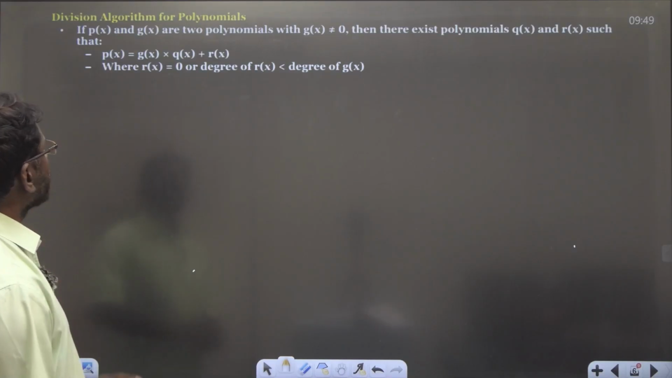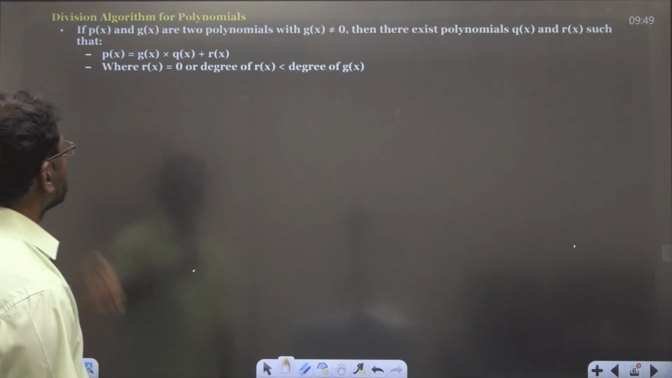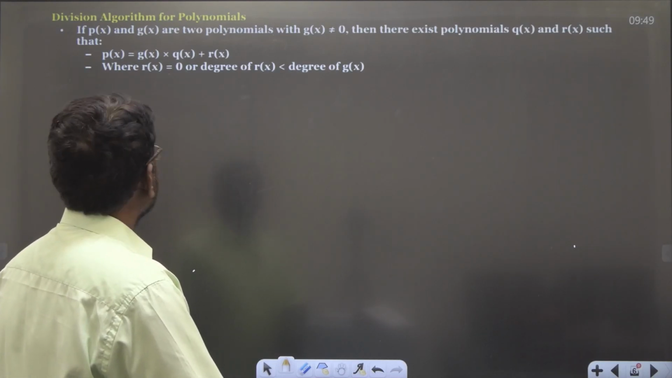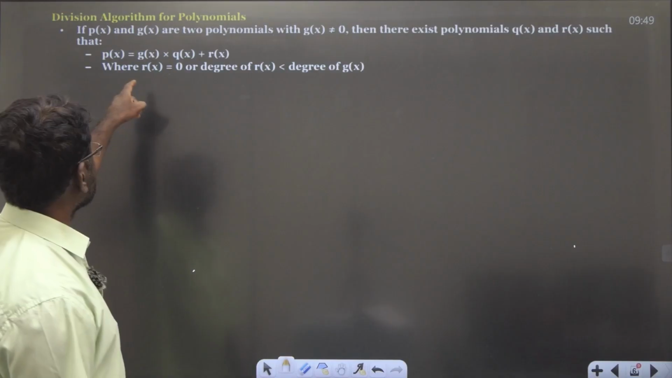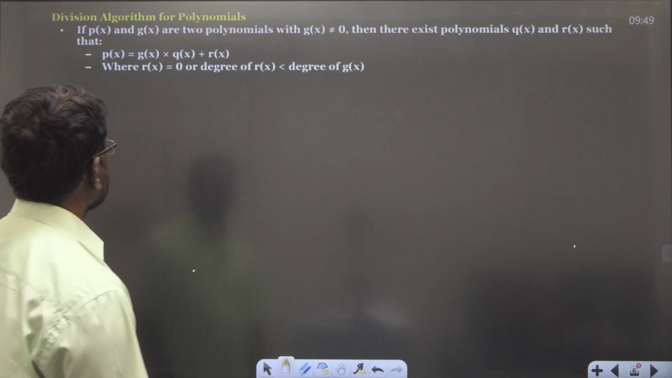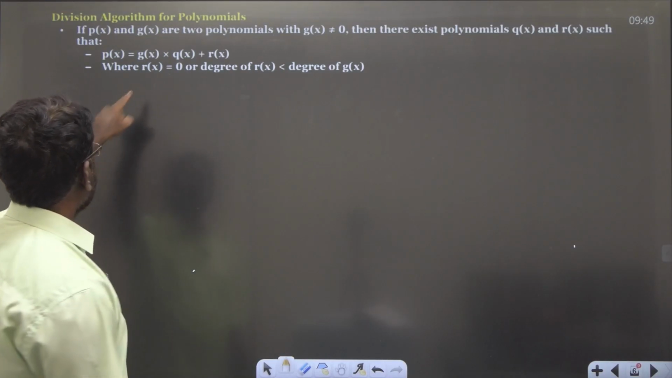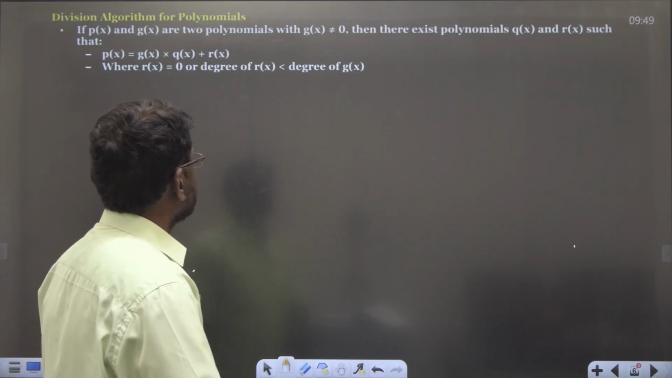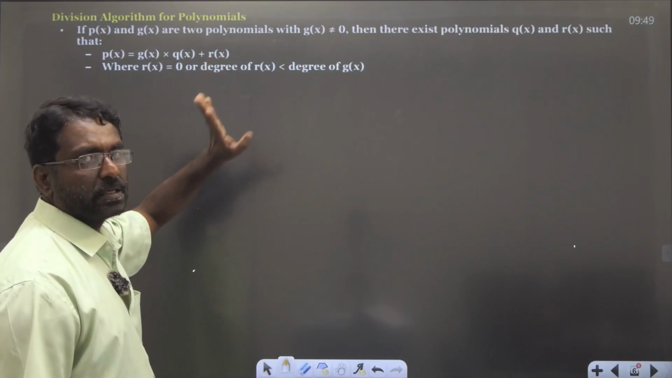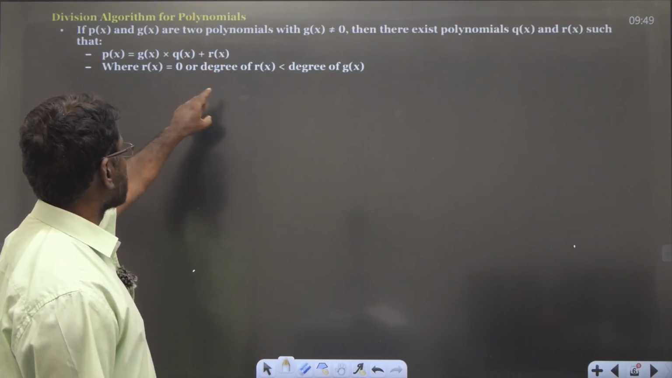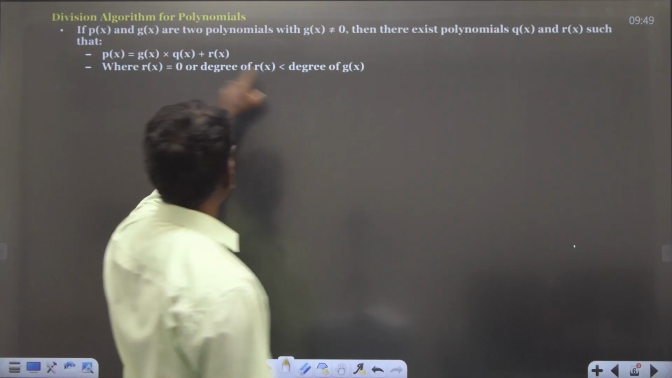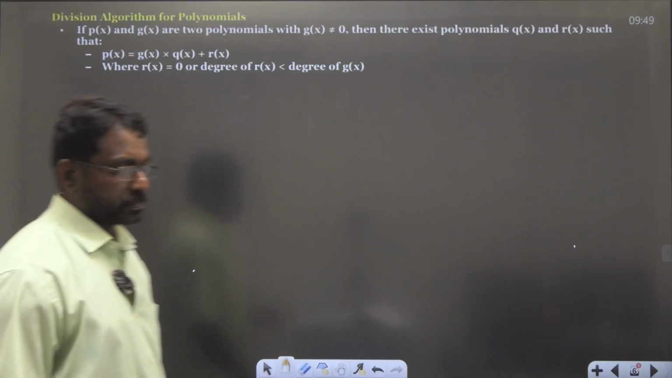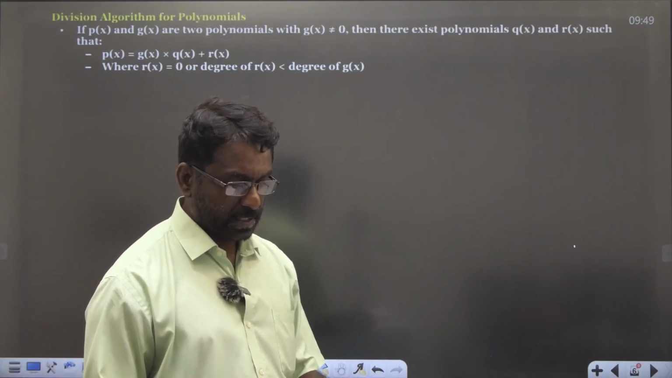P of x and G of x are two polynomials with G of x not equal to 0. Then there exist polynomials Q of x and R of x such that P of x is equal to G of x into Q of x plus R of x, where R of x is equal to 0 or the degree of R of x is always less than the degree of G of x. This R of x is actually the remainder. This is called the division algorithm.